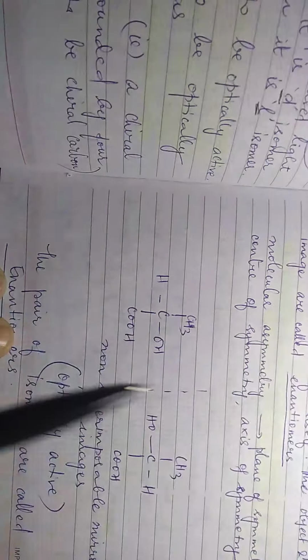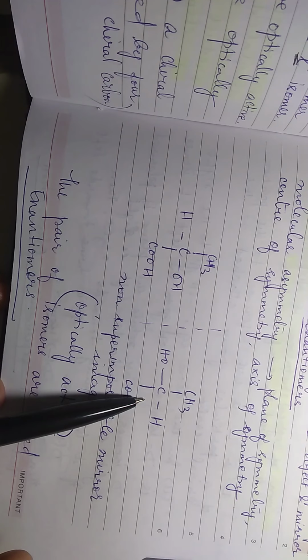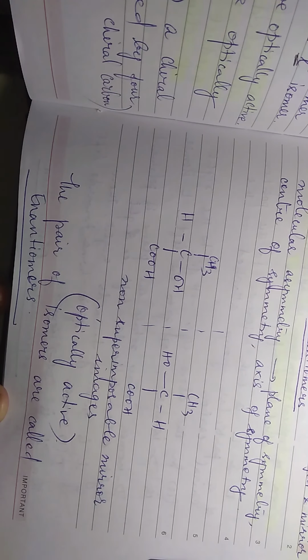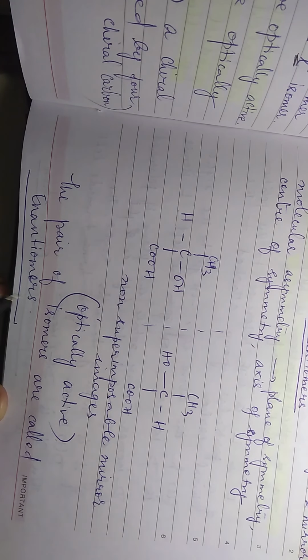Such images are called non-superimposable mirror images. And if a molecule is forming a non-superimposable mirror image, then it is said to be optically active. And the pair of isomers, that is the object and the mirror image, they are called enantiomers.